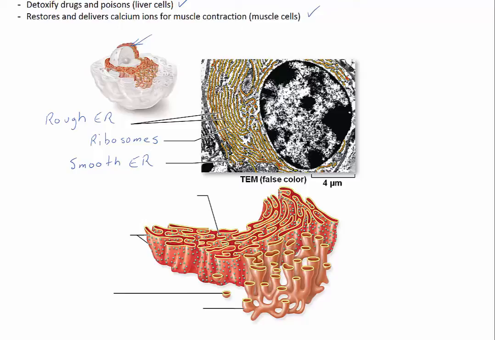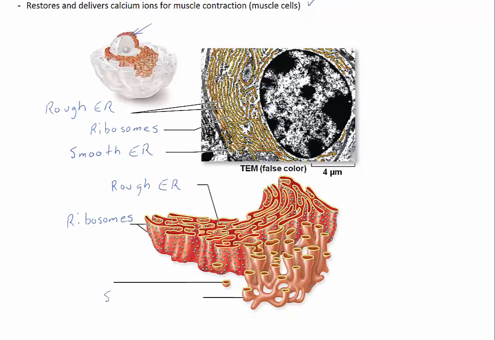So again, in a stylized version, here is the rough ER. These are the ribosomes from which the rough ER gets its name. And this is the smooth ER, which does not have any ribosomes on it. Now, the lipids and proteins made by the ER exit the organelle in something called vesicles, and these are vesicles here.